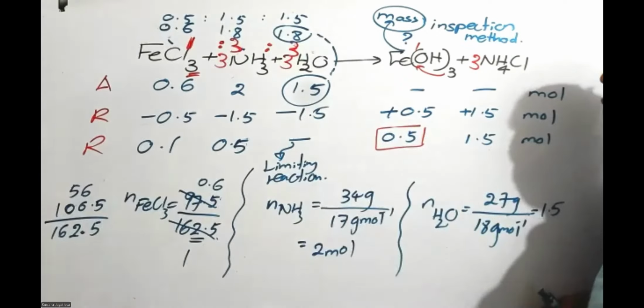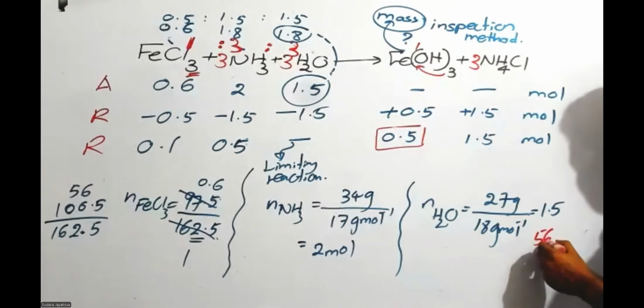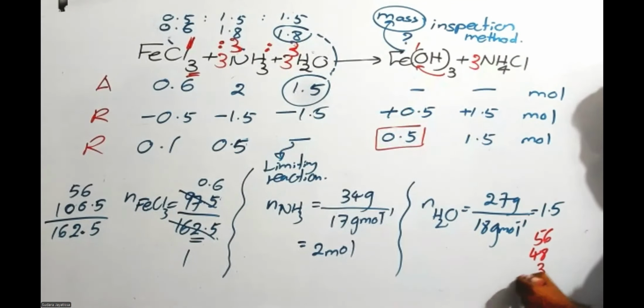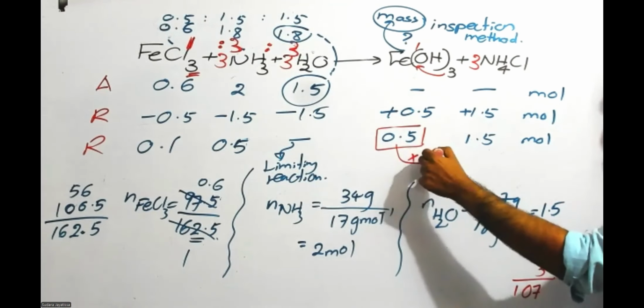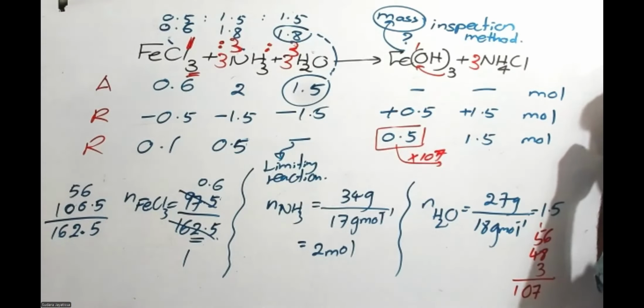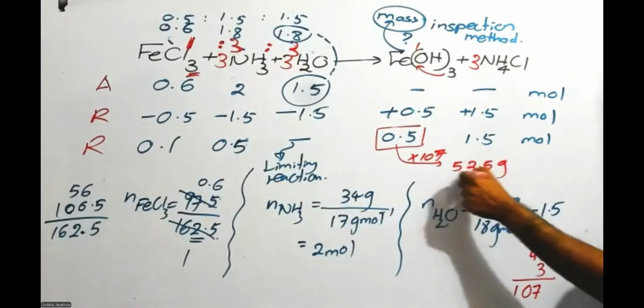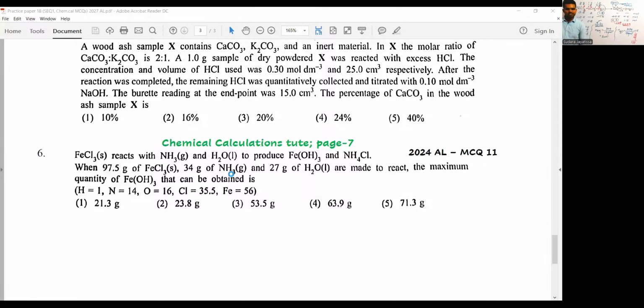So now let's find the molar mass of iron hydroxide. Iron 56. 3 oxygen means 48. 3 hydrogen means 3. 56 plus 48 plus 3, 107. So you need to multiply this by 107 grams per mole. Multiplying by 0.5 means dividing by 2. 53.5 grams. The answer is there. The answer is answer 3. So these are the MCQ answers from chemical calculations.